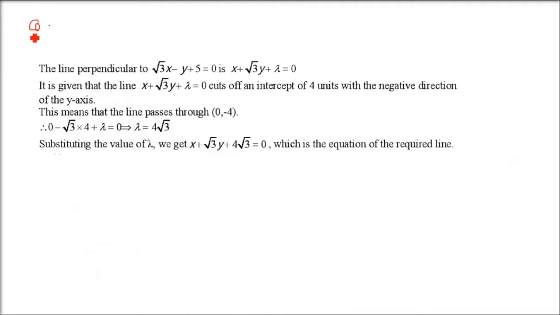Now this is question number 5. Find the equation of a line which is perpendicular to the line root 3x minus y plus 5 equals 0 and which cuts off an intercept of 4 units with the negative direction of y-axis. Negative direction of y-axis, that is on the left hand side.